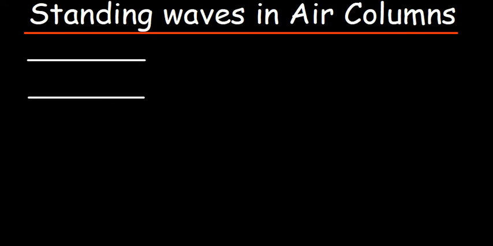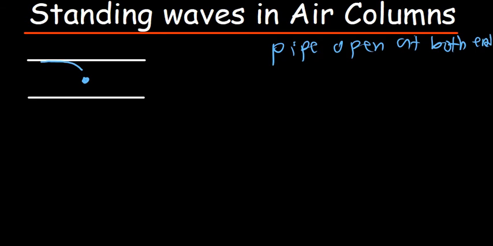we are going to have two cases. The first part which we are going to talk about is the pipe open at both ends. So the pipe is open at both ends, and then a wave is going to be generated like that.